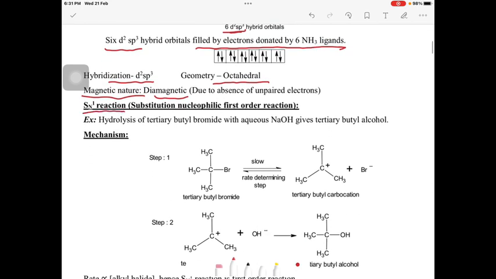Next, SN1 reaction, substitution nucleophilic first order reaction. Hydrolysis of tertiary butyl bromide with aqueous NaOH gives tertiary butyl alcohol. It involves two steps. Step 1 is formation of carbocation.